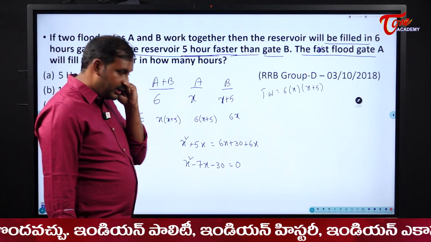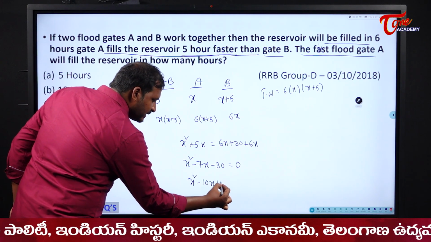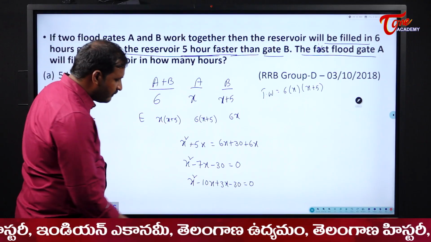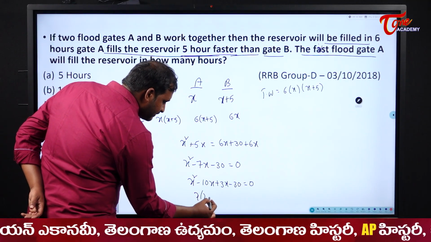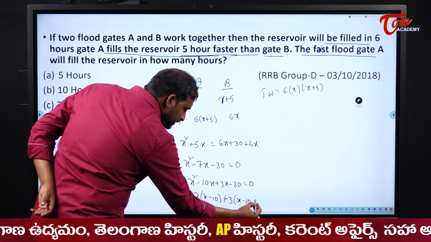Yes sir, I can do 10 into 3. So what can I do here? x² − 10x + 3x − 30 = 0. Now when I take x common, it becomes x(x − 10). Here I can take +3 common, it becomes 3(x − 10). That is equal to 0.